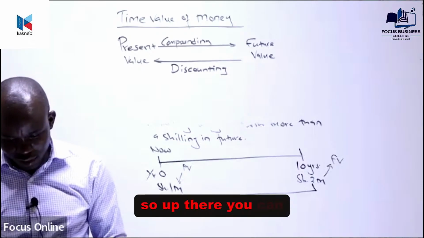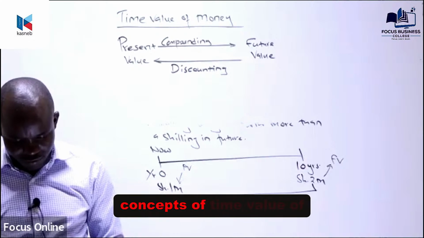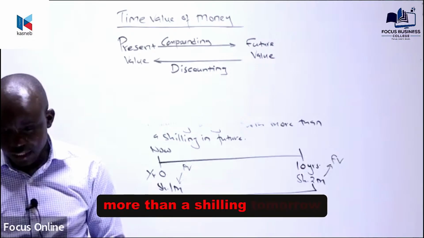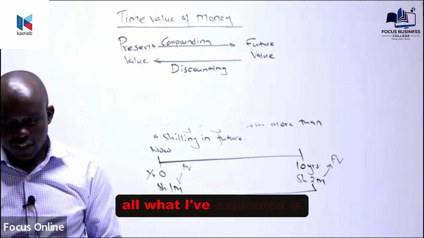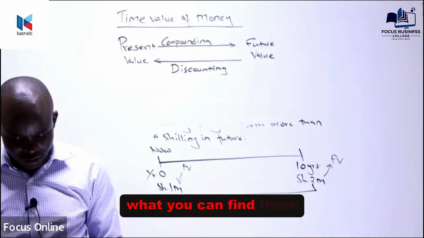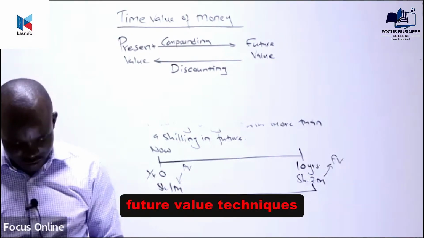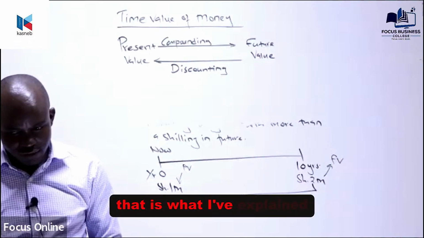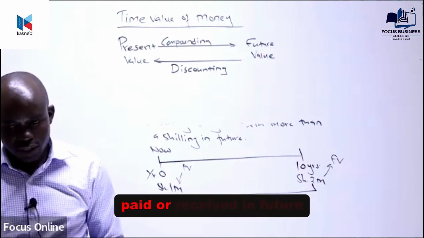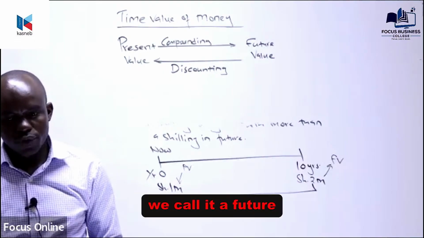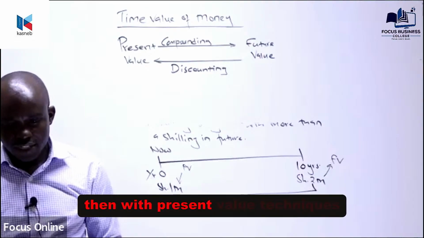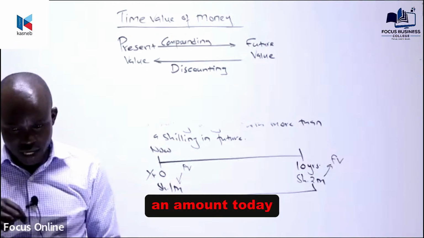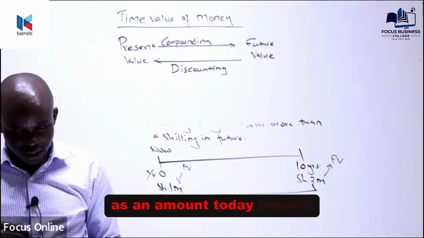So up there, you can see the introduction, concepts of time value of money. A shilling today is worth more than a shilling tomorrow. All what I've explained is what you can find there. Future value techniques: an amount that will be paid or received in future, we call it a future value. Then we have present value techniques. Present value, I've said, is an amount today.